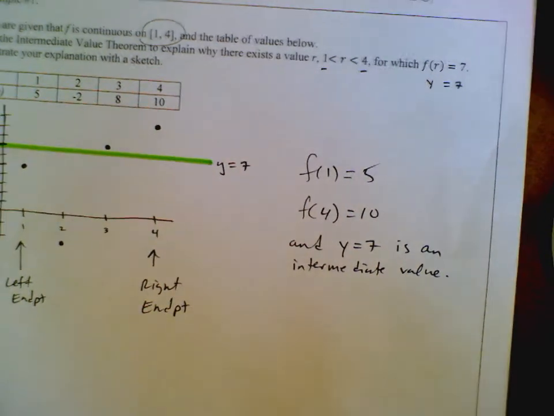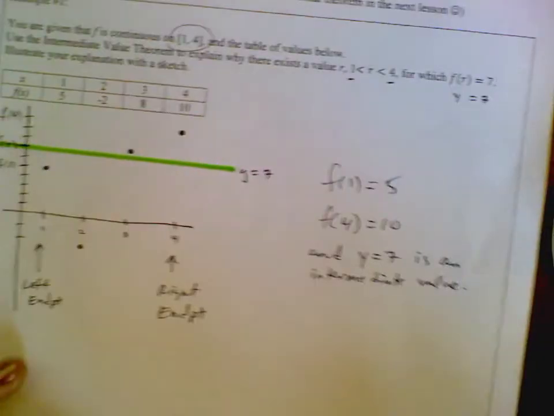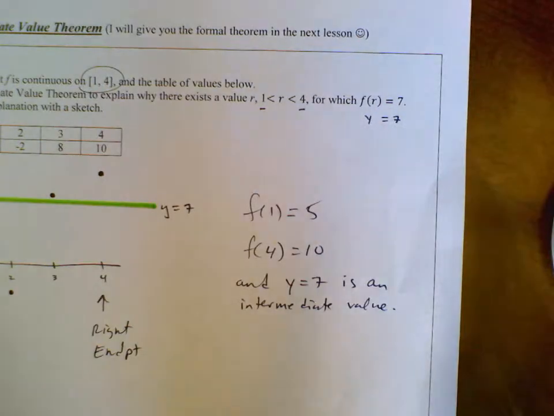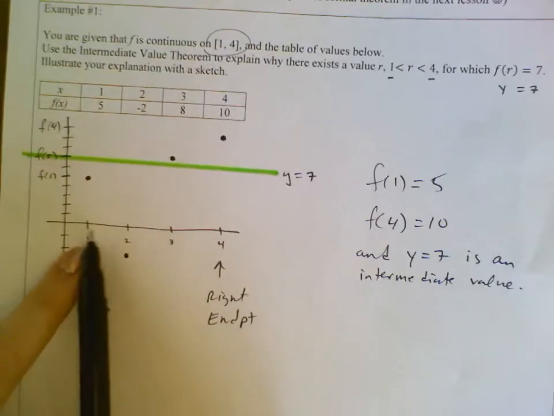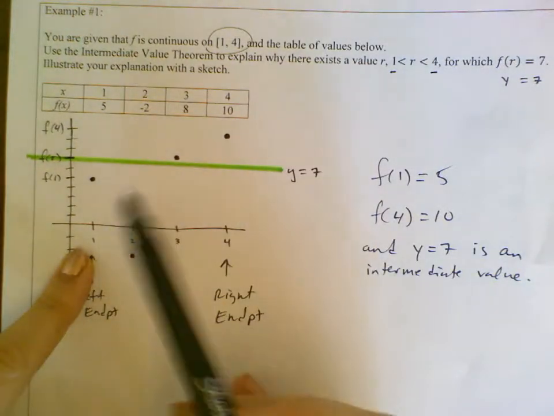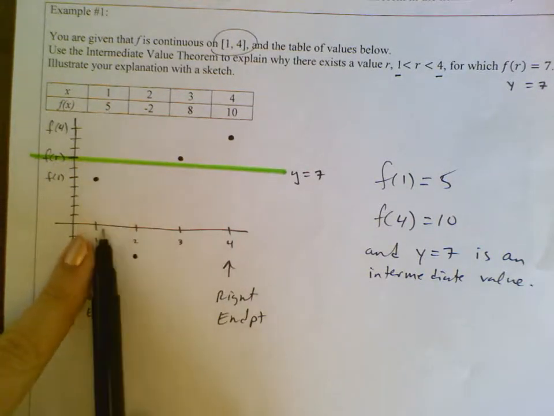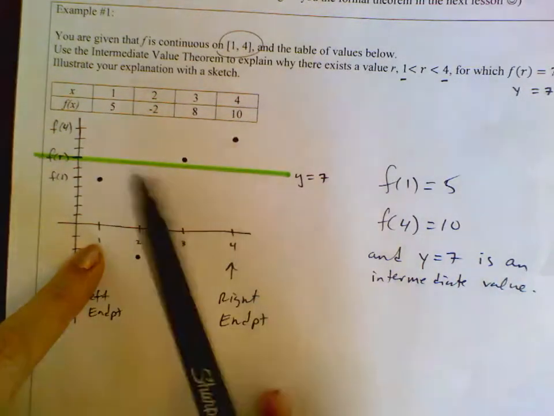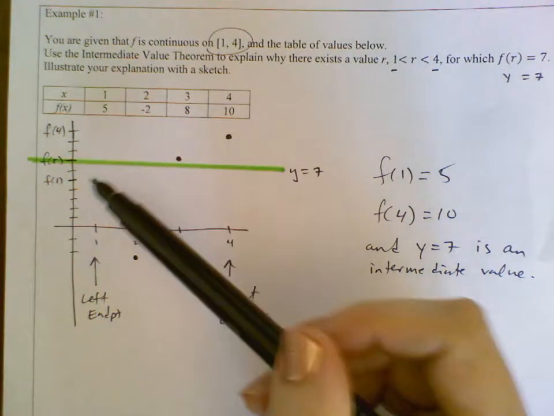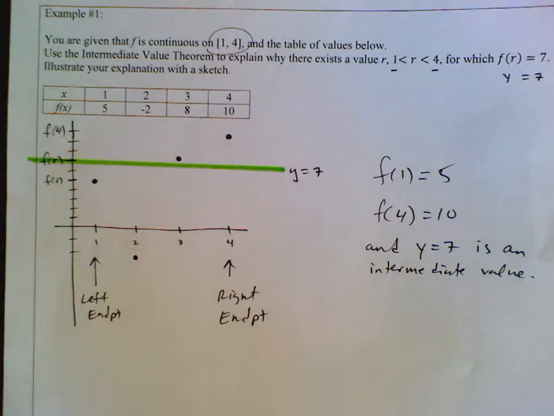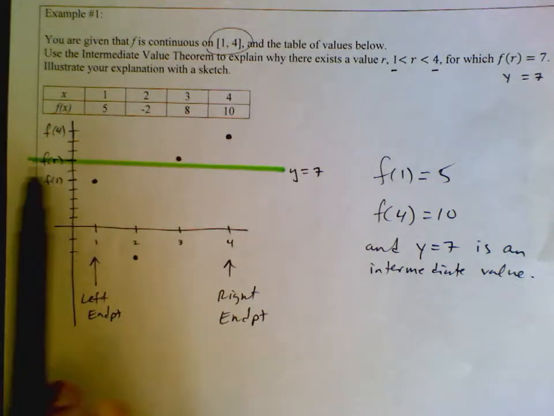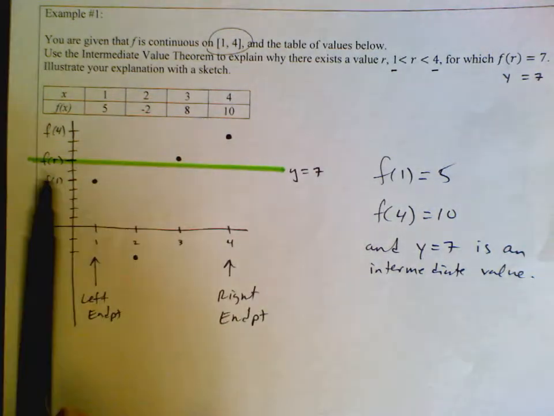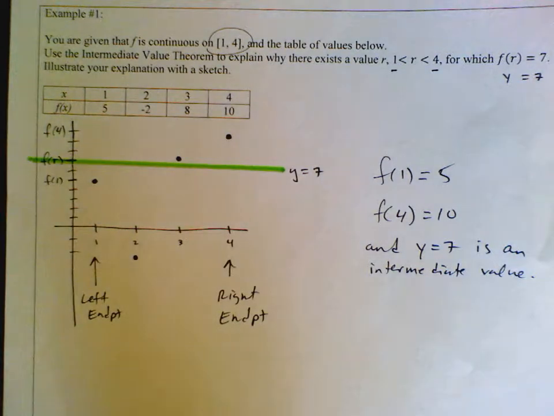Now we want to explain why there needs to exist a value between 1 and 4 for which f of r equals 7. Basically, we need to prove that the graph of f of x needs to have an x value between 1 and 4 that has an output that hits this green line. I took the values in this table and plotted them, and all of the points on this green line have a y value of 7. But the way I plotted these points, this green line doesn't share any points with those on the table.